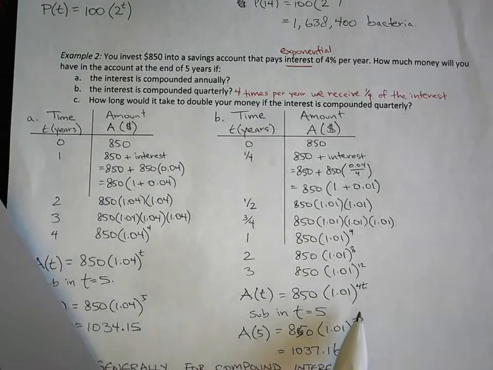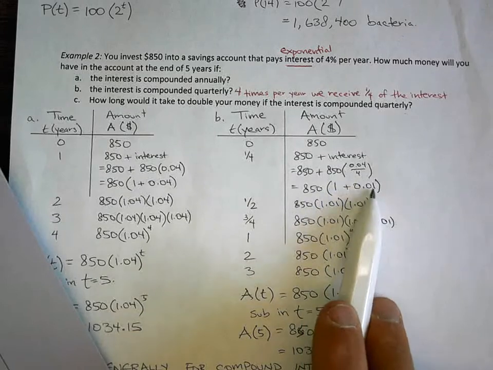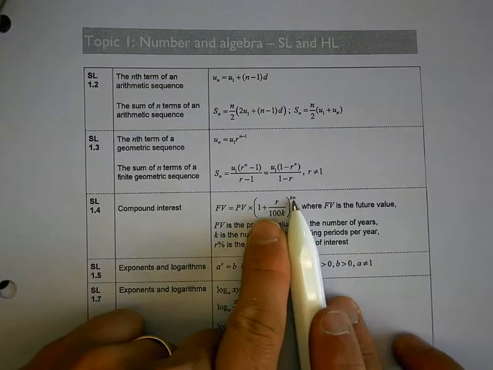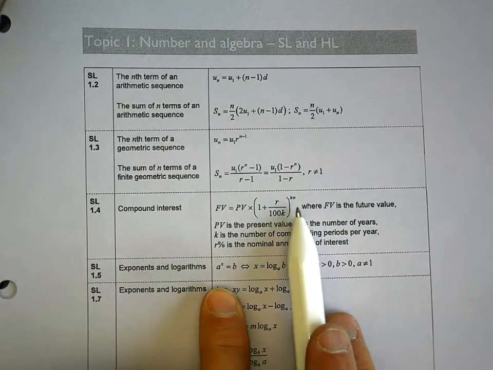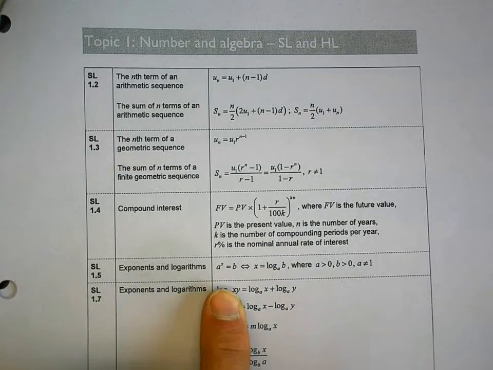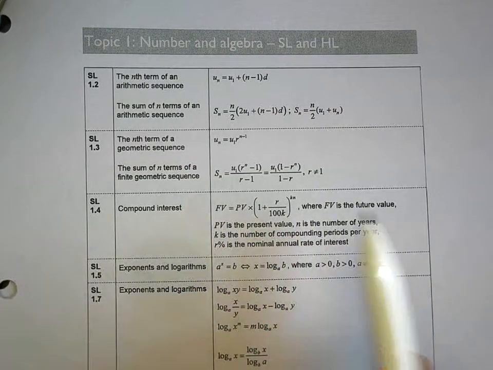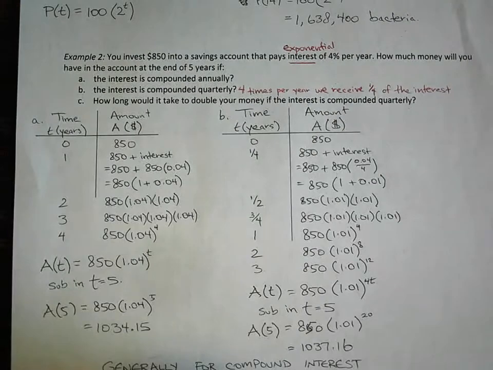So in this case, we divided the 4% by 4. That's how we got the 1%. And then you raise it to the power of n, the number of years, times k, the number of compounding periods per year. In our case, it was 4. So we used this formula. It looks really odd, but we still used it. So let's write it out, even though it's on your formula sheet.